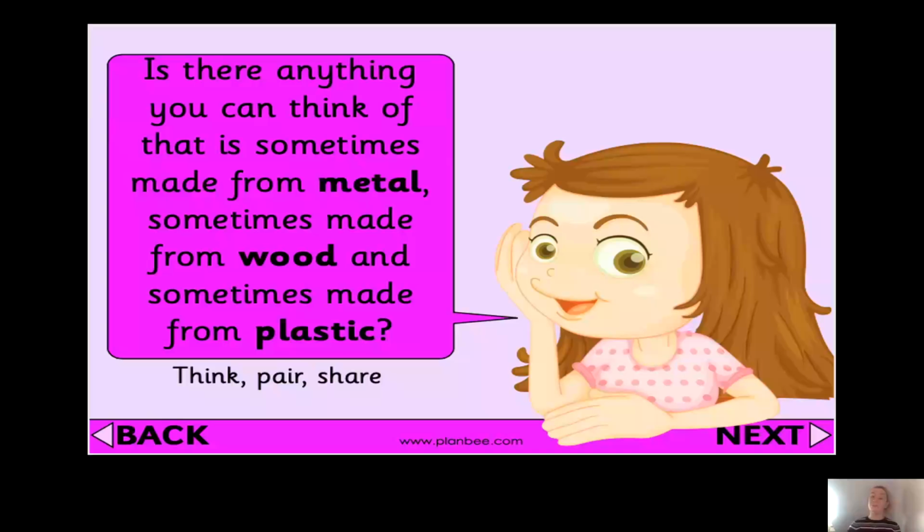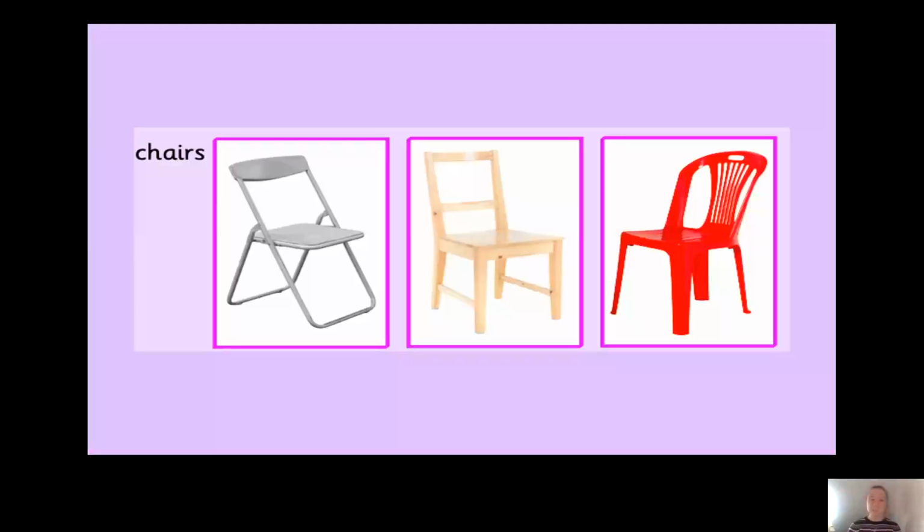So not only did I think of my spoons, I thought of some chairs. So we've got a metal chair, a wooden chair, and a plastic chair. Now, when might you use the plastic chair? When do you think? Yes, you could maybe use it outside when you go camping, because if it gets dirty, you can just wipe it clean very easily.